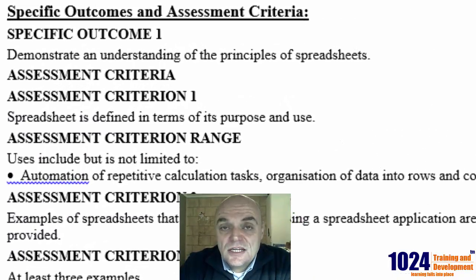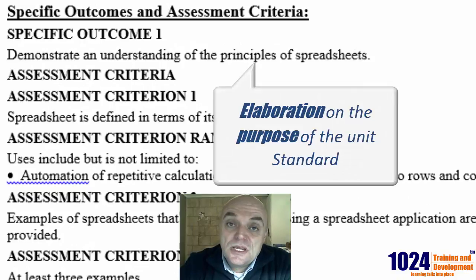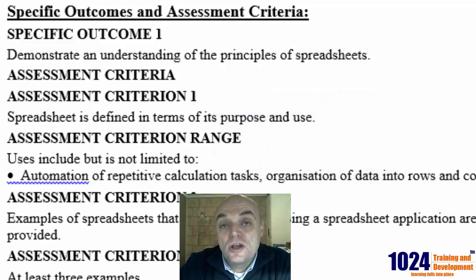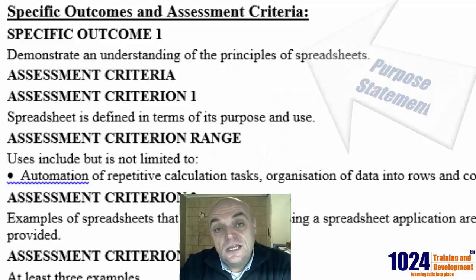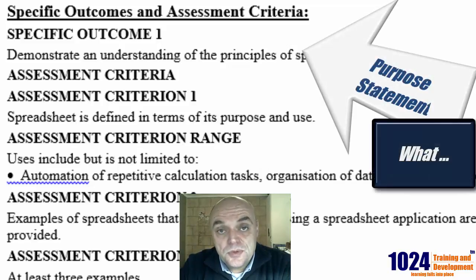In the specific outcomes, the purpose statements that we encountered earlier are expanded into actual assessment statements. These tell the assessor and yourself exactly what you're going to be assessed on. Each specific outcome is a purpose statement. It describes what needs to be assessed.